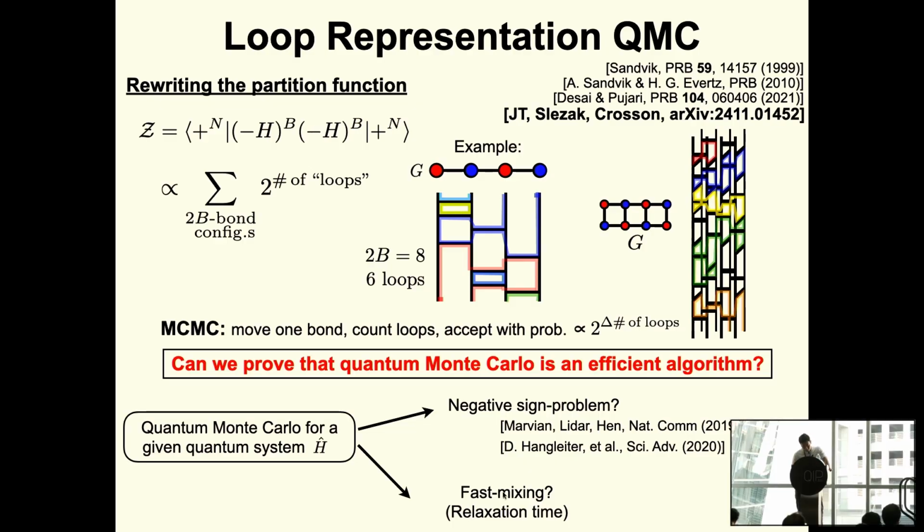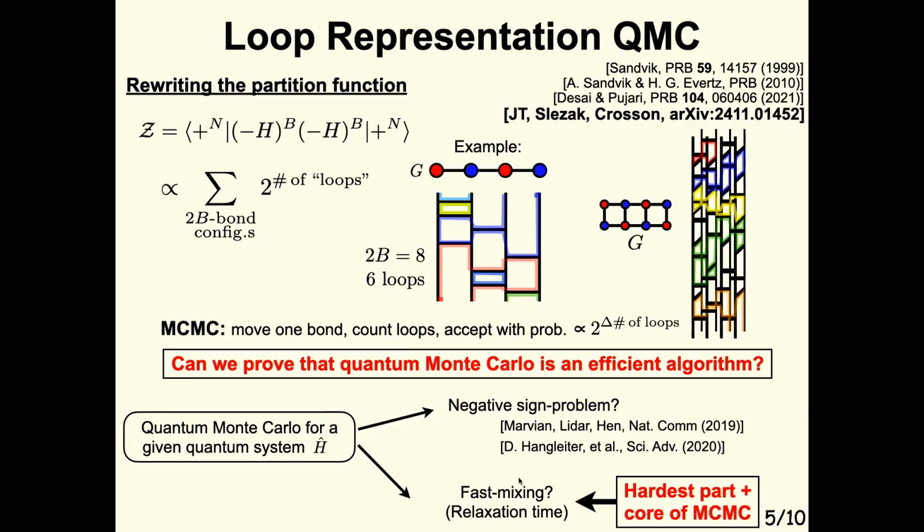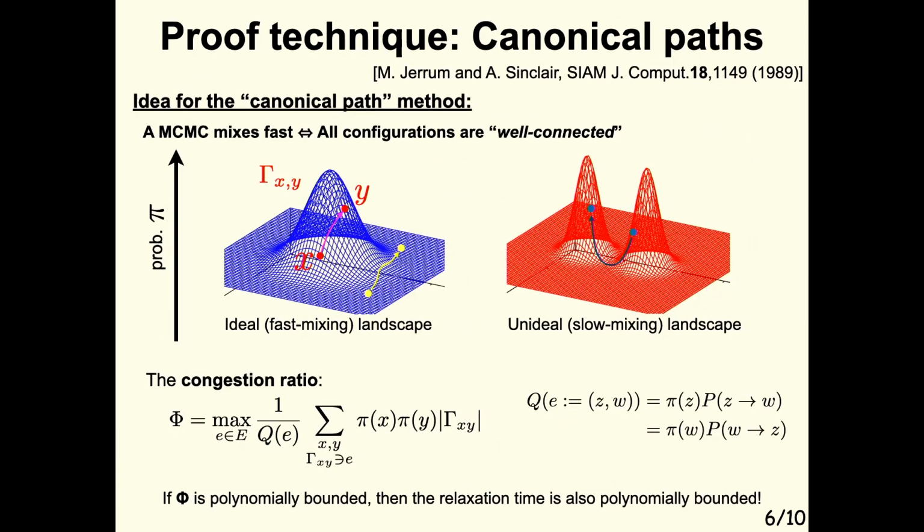But the true question is, does this random walk mix fast? And this is the hardest part. And it's also, I would say, the core of what Monte Carlo algorithms are powerful for. So the main technique that we're going to be using is called the canonical path method by German and Sinclair.